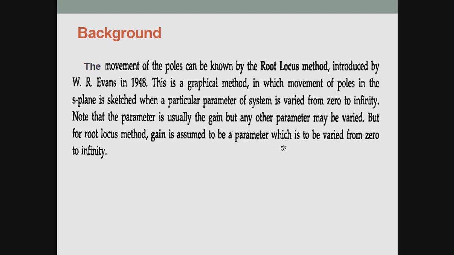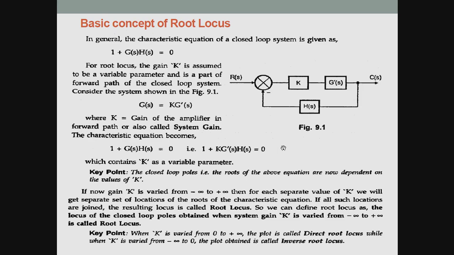But in the root locus method, the gain is assumed to be the parameter which is varied from 0 to infinity. That is how the root locus concept works. As I had said, we generally take the gain value as the variable. Let us take a simple expression: the very basic characteristic equation is 1 plus G of s into H of s is equal to 0.